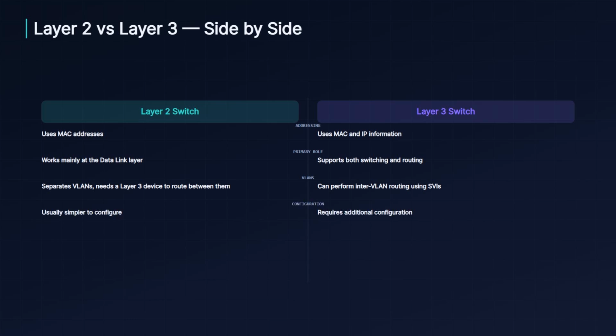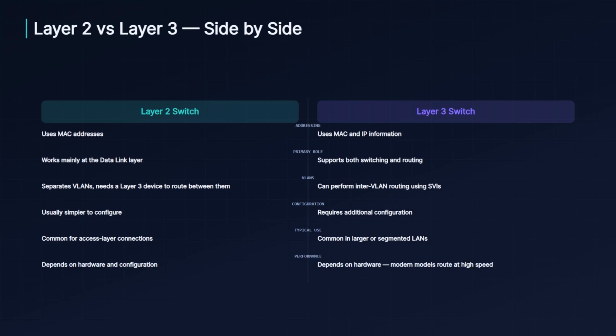Configuration, Layer 2 is usually simpler to set up. Layer 3 requires more configuration to unlock its routing features. Typical use, Layer 2 is common at the access layer, connecting end-user devices. Layer 3 shows up more in larger or segmented networks. And on performance, it's not as simple as one being faster than the other. It comes down to the hardware and how it's configured. Modern multilayer switches can route at very high speeds.